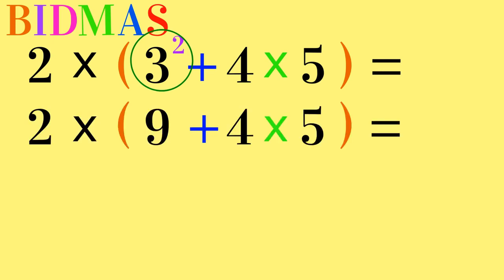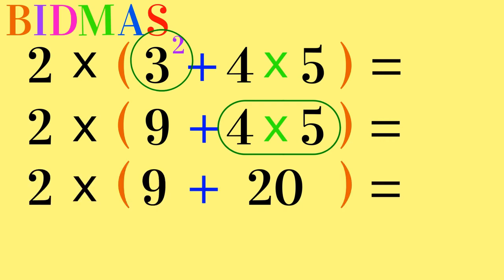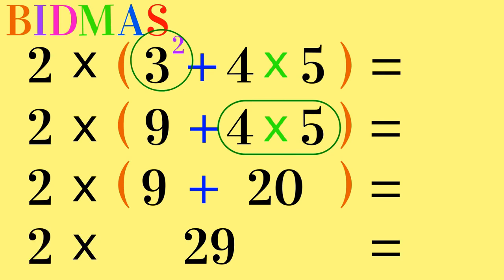There is no division, so next up we will do the multiplication. 4 multiplied by 5 is 20, which gives us 9 add 20, which is 29. So the brackets equal 29. We can now complete the rest of the calculation. 2 multiplied by 29, which gives us the answer of 58.